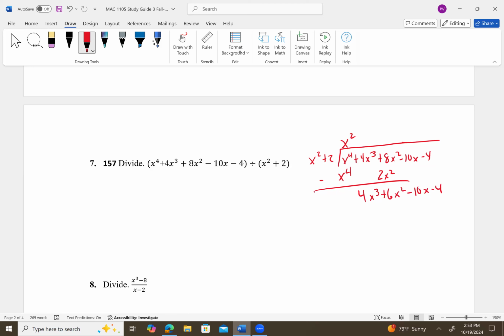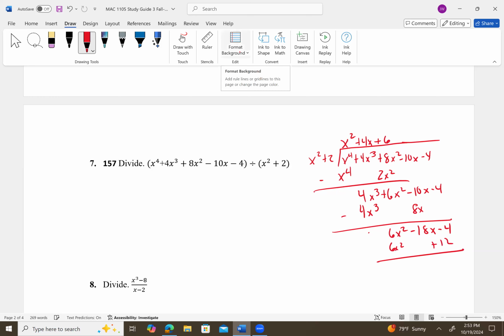X squared times 4x gives me 4x cubed. So here I have 8x. Subtracting again, that's 0. This brings down this. And then I have minus 18x and minus 4. X squared times 6 gives me 6x squared plus 12. Subtracting, I have negative 18x minus 16. So plus negative 18x minus 16 over x squared plus 2.